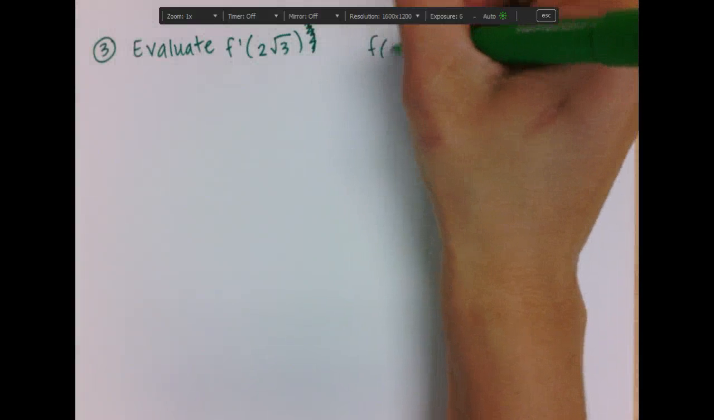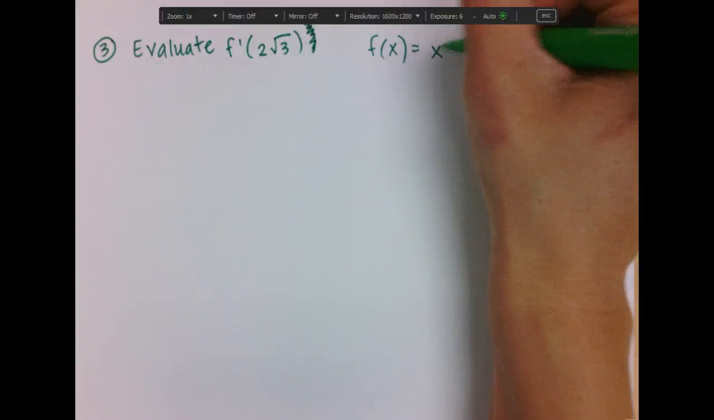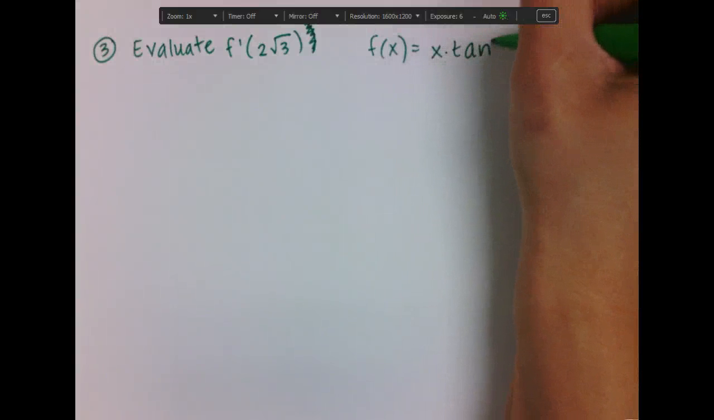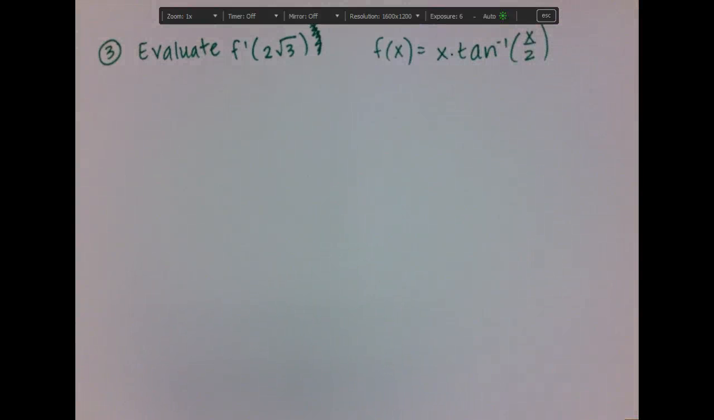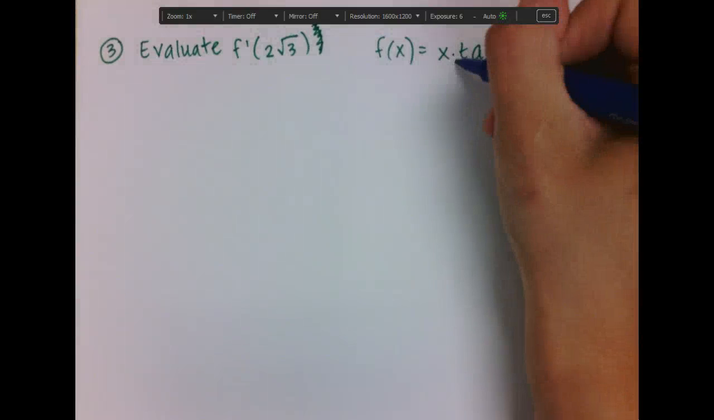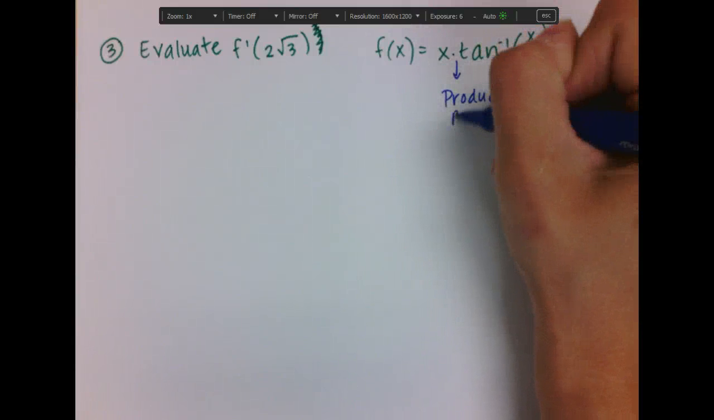And our function is f of x equals x times the inverse tan of x over 2. So we first have to find the derivative of this function, and there's a lot going on to find the derivative here. First of all, we've got two functions that are being multiplied by one another, x times tan. And so that tells us that we need to use the product rule.